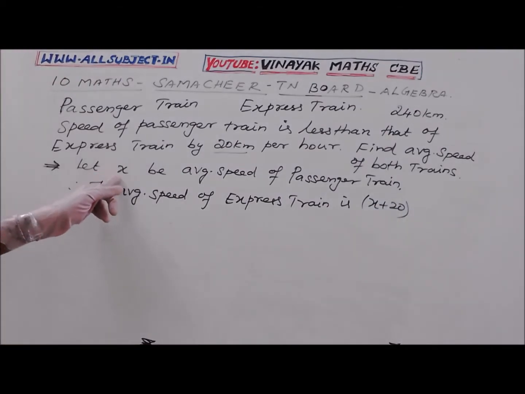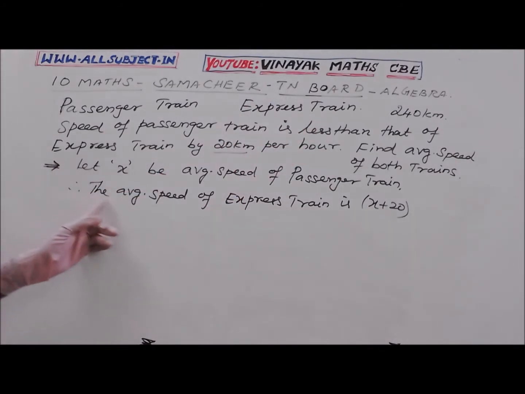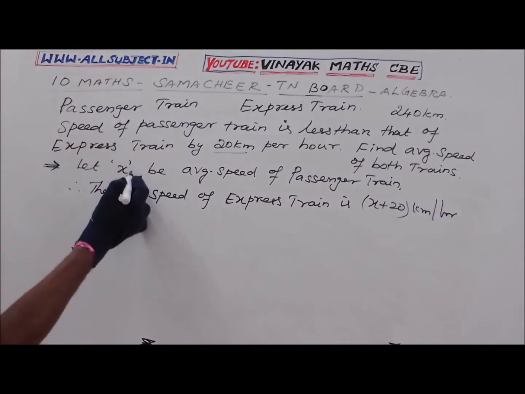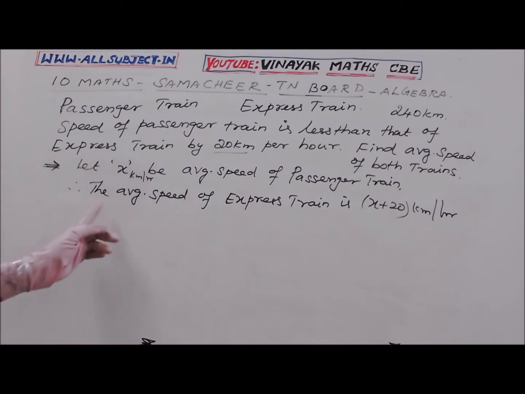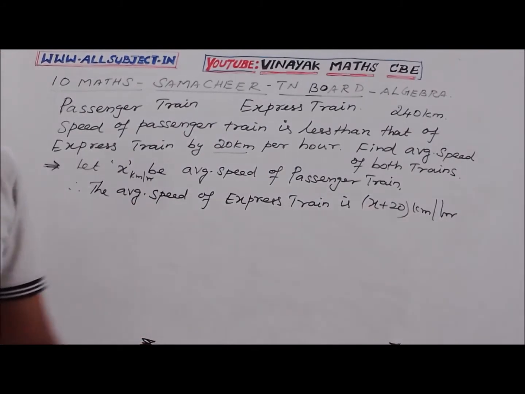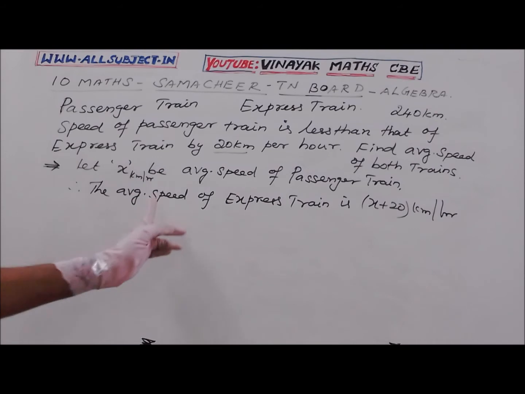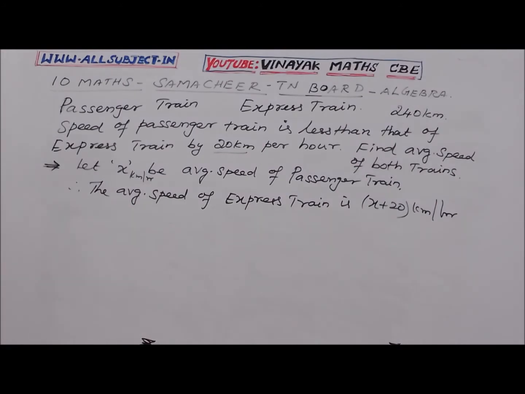Let x km per hour be the average speed of the passenger train, and the average speed of the express train is x plus 20 km per hour, because both the speeds differ by 20 km per hour. So x plus 20 is taken as the average speed of the express train.